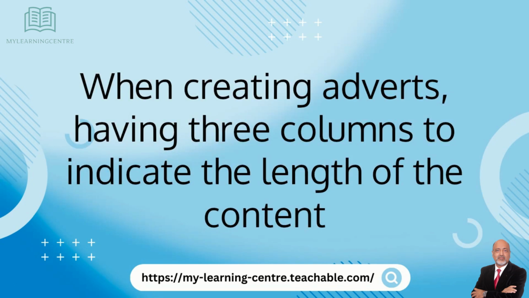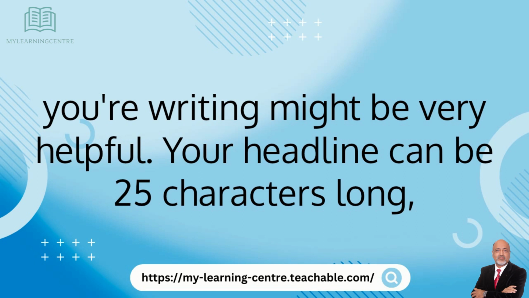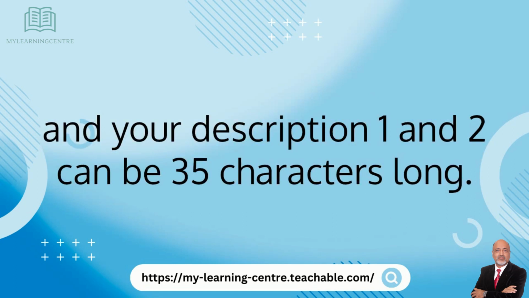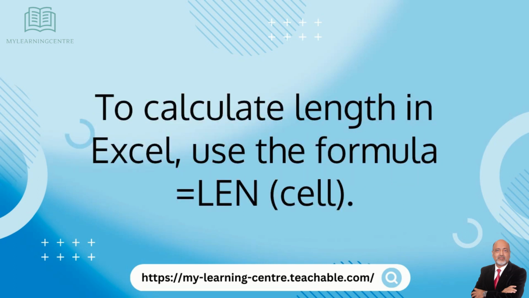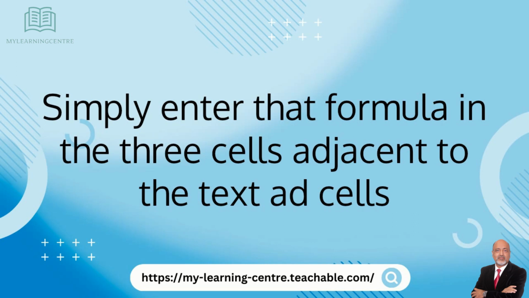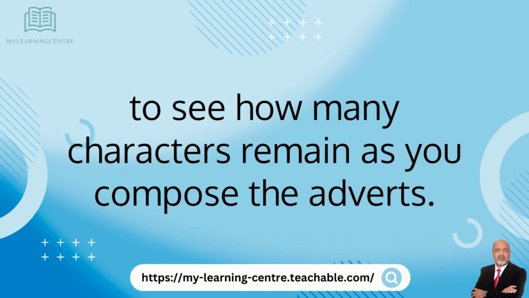Then sort by ad group name, and there will be 2 of each ad group for you to write ads for. When creating AdWords, having 3 columns to indicate the length of the content you are writing might be very helpful. Your headline can be 25 characters long, and your description 1 and 2 can be 35 characters long. To calculate length in Excel, use the formula =LEN and in parentheses the cell. Simply enter that formula in the 3 cells adjacent to the text ad cells to see how many characters remain as you compose the AdWords.